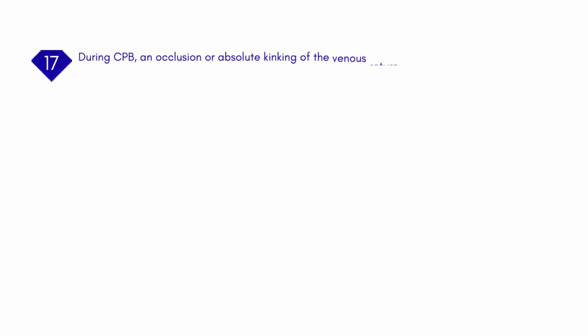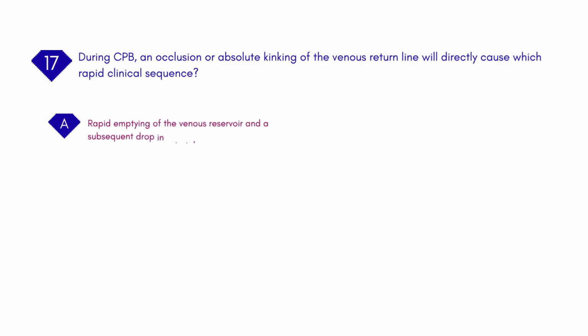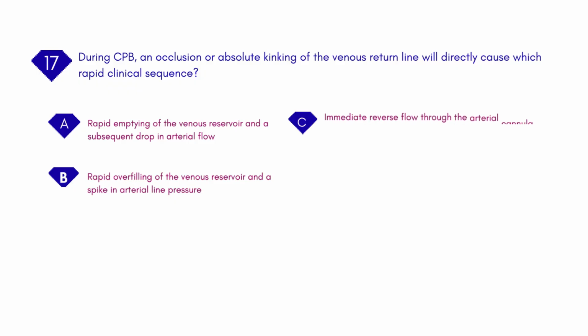During CPB, an occlusion or absolute kinking of the venous return line will directly cause which rapid clinical sequence? A. Rapid emptying of the venous reservoir and a subsequent drop in arterial flow. B. Rapid overfilling of the venous reservoir and a spike in arterial line pressure. C. Immediate reverse flow through the arterial cannula. D. Severe vacuum creation inside the oxygenator.